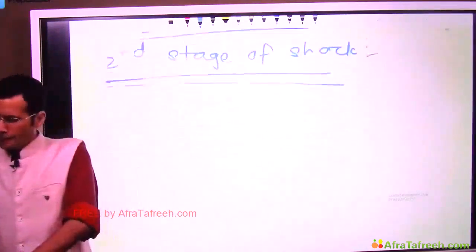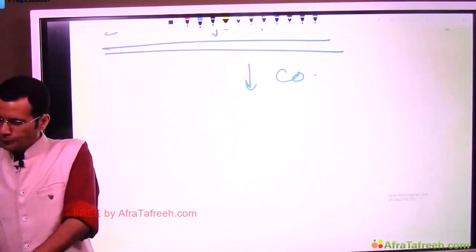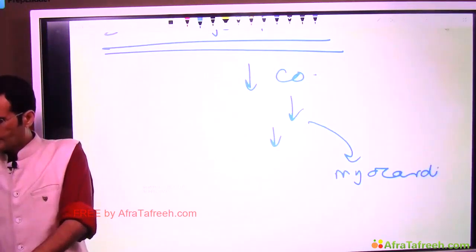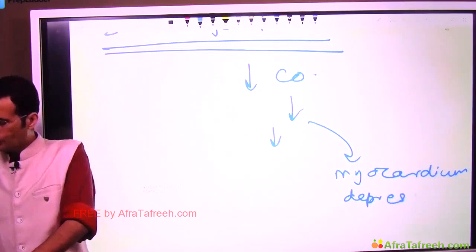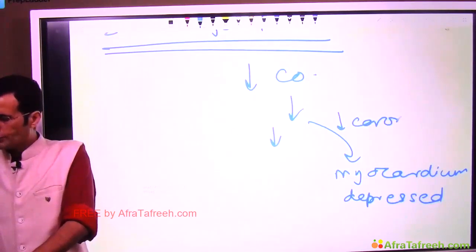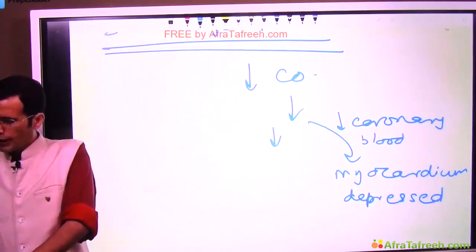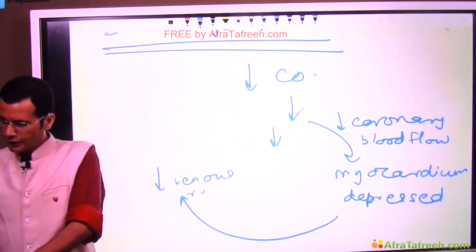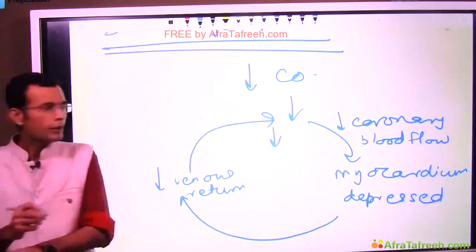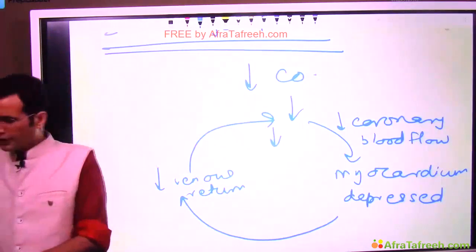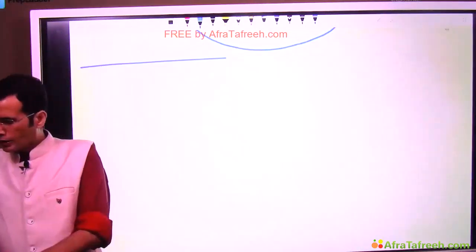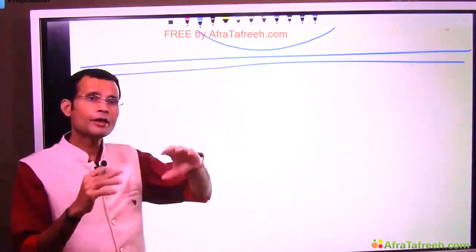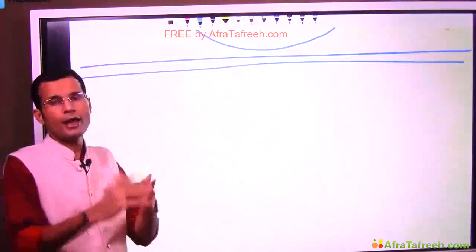For example, if there is decreased cardiac output, then the myocardium is depressed because less blood flows in the coronaries, decreased coronary blood flow, and because of that there is decreased venous return and further decrease in the cardiac output. So a vicious cycle develops like this, and change gets enlarged. As I mentioned, in the negative feedback the error gets minimized. Here the error gets amplified or magnified.